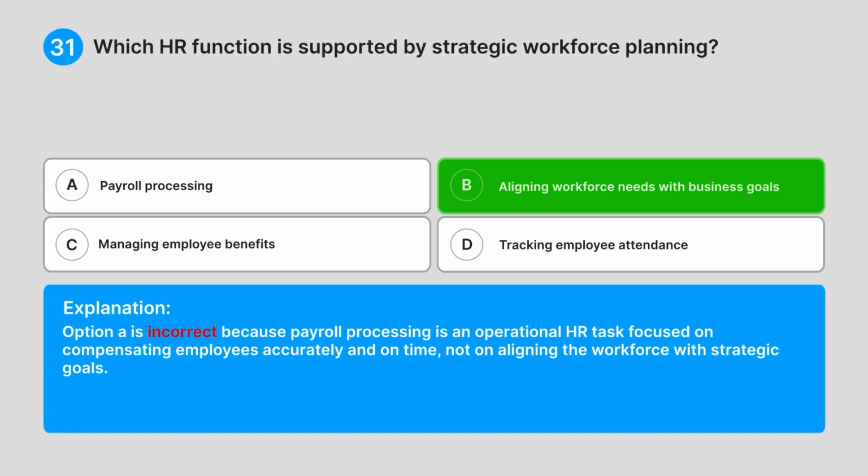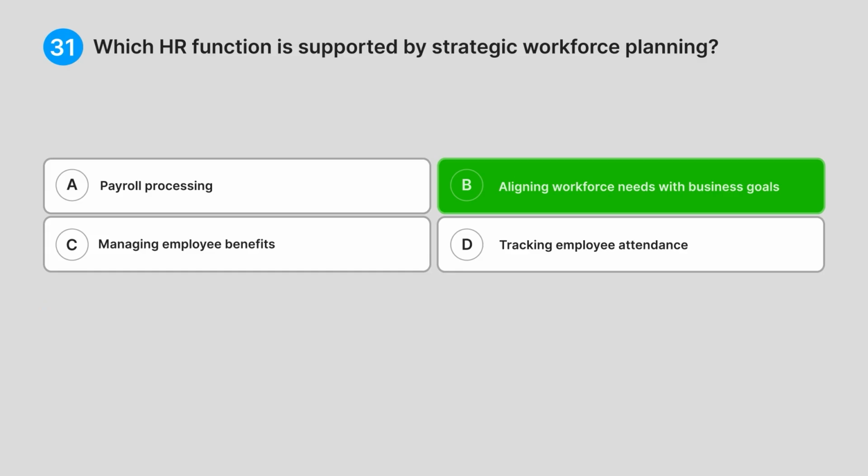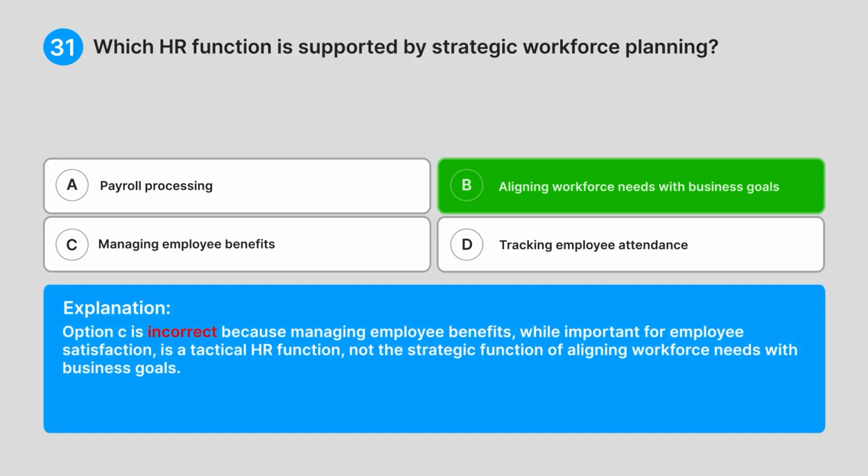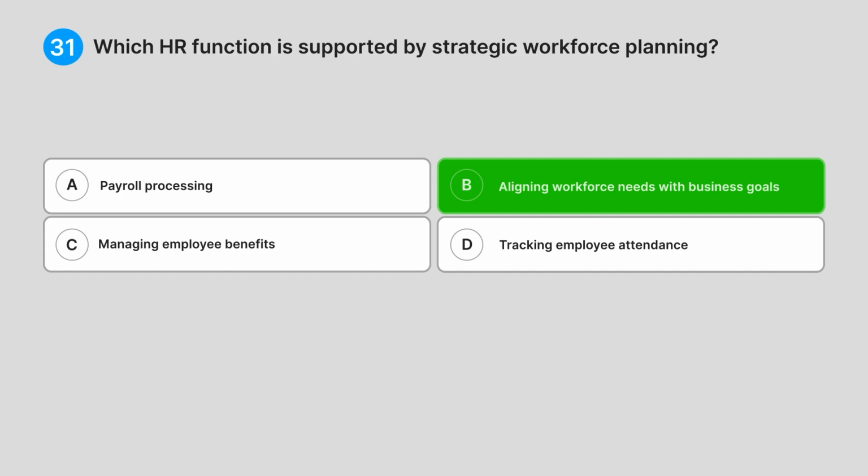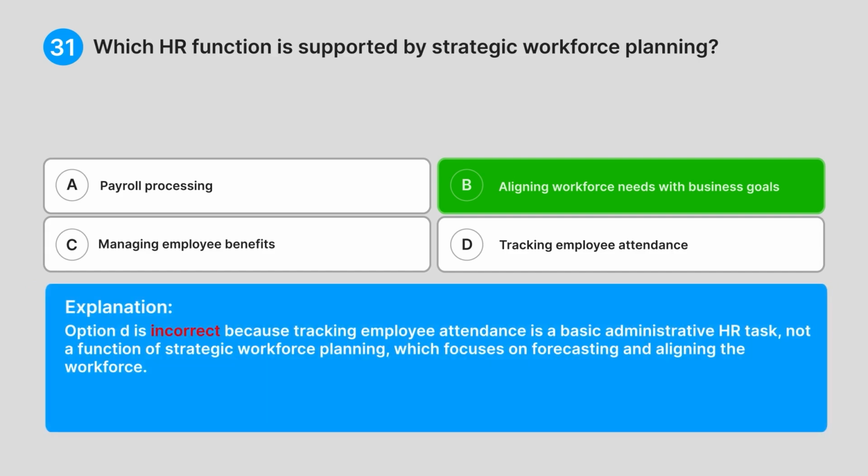Option A is incorrect because payroll processing is an operational HR task focused on compensating employees accurately and on time, not on aligning the workforce with strategic goals. Option C is incorrect because managing employee benefits, while important for employee satisfaction, is a tactical HR function, not the strategic function of aligning workforce needs with business goals. Option D is incorrect because tracking employee attendance is a basic administrative HR task, not a function of strategic workforce planning, which focuses on forecasting and aligning the workforce.